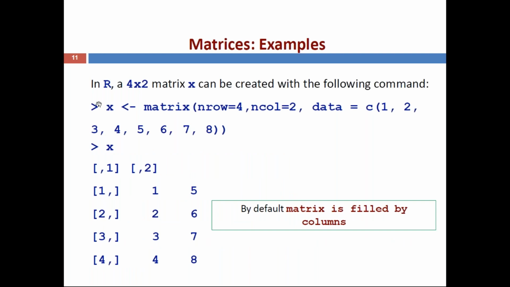So here you can observe in R, a 4 by 2 matrix X can be created with the following command. Now we are creating a 4 by 2 matrix, that means 4 rows, 2 columns. This is the dimension of the matrix. So here you can store the matrix into one variable or one name. Let us assume X is the name of the matrix. X equal to matrix of nrow equal to 4, comma, number of rows, then ncol equal to 2, number of columns, then comma data equal to, this is the optional one.